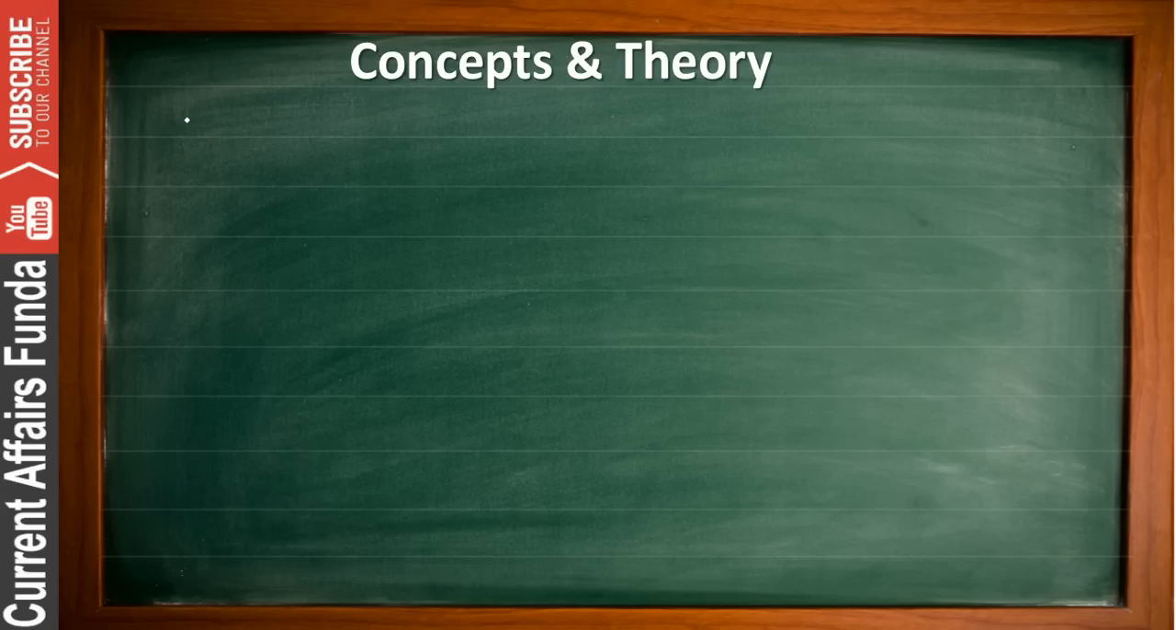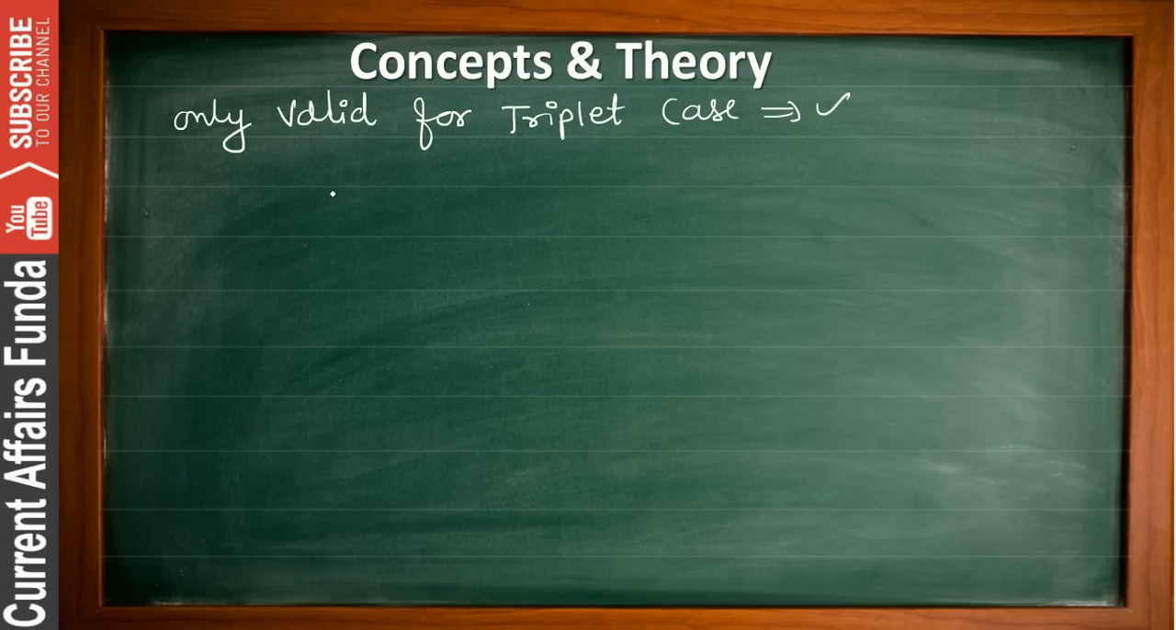Okay. So these formulas are only valid for triplet cases. So those questions that are making triplet will be solved from this method only. Okay. Suppose friends, A sin theta plus B cos theta is equal to under root A square plus B square.